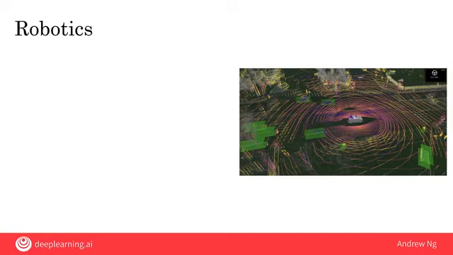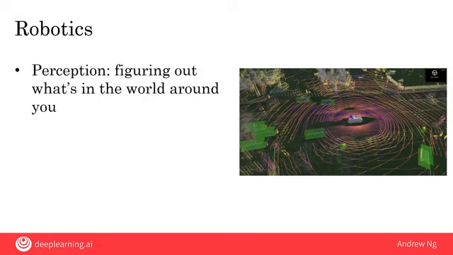AI is also applied to many applications in robotics, and you've already seen one example in the self-driving car. In robotics, the term perception means figuring out what's in the world around you based on the senses you have, be it cameras or radar or LiDAR. Shown on the right is the 3D laser scan or the LiDAR scan of a self-driving car, as well as the vehicles that this self-driving car in the middle has detected in the vicinity of your car.